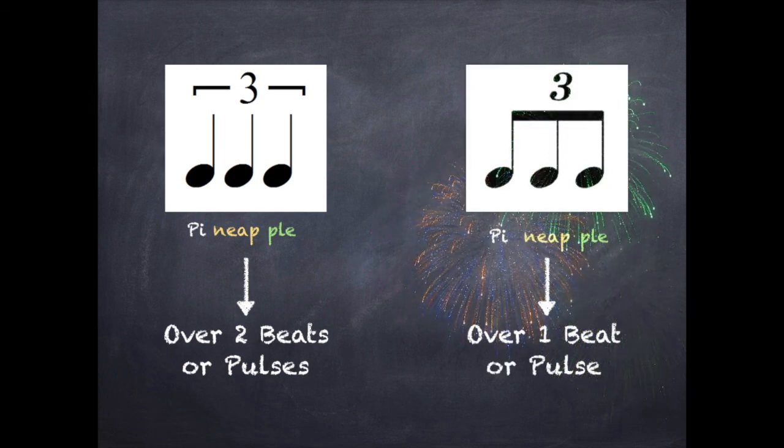And a quaver triplet would have the word pineapple spread evenly over 1 beat or pulse. Pineapple, pineapple, pineapple, pineapple.